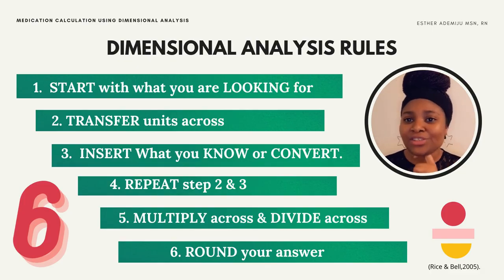Third, you need to insert what you know. If you don't know it, you have to convert. That's why we talked about conversion. Fourth, repeat steps 2 and 3. Fifth, multiply across and divide. And finally, round your answers and submit. You're good. All right, so let's dive right into looking at some examples.